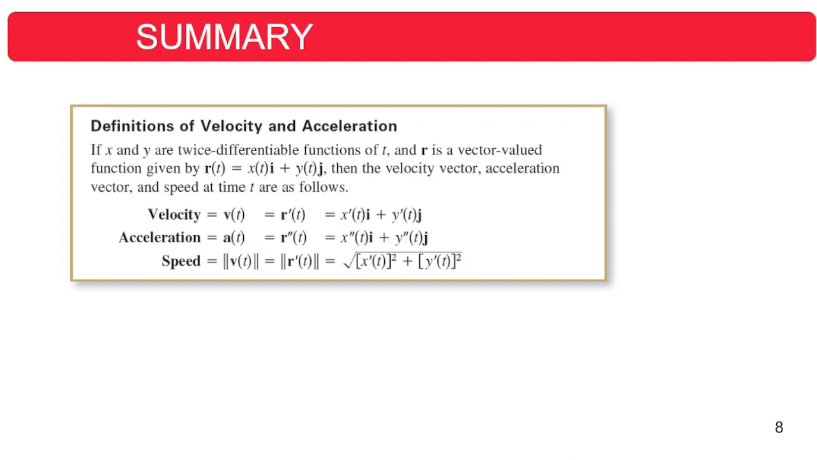So in summary, to find the velocity, acceleration, and speed, we follow these formulas. The velocity is just the derivative of the position vector r of t, which is defined as r prime of t. The acceleration is the second derivative of r of t, denoted by this notation. And the speed is the length or magnitude of the velocity, which is defined as the magnitude of the first derivative of r of t.